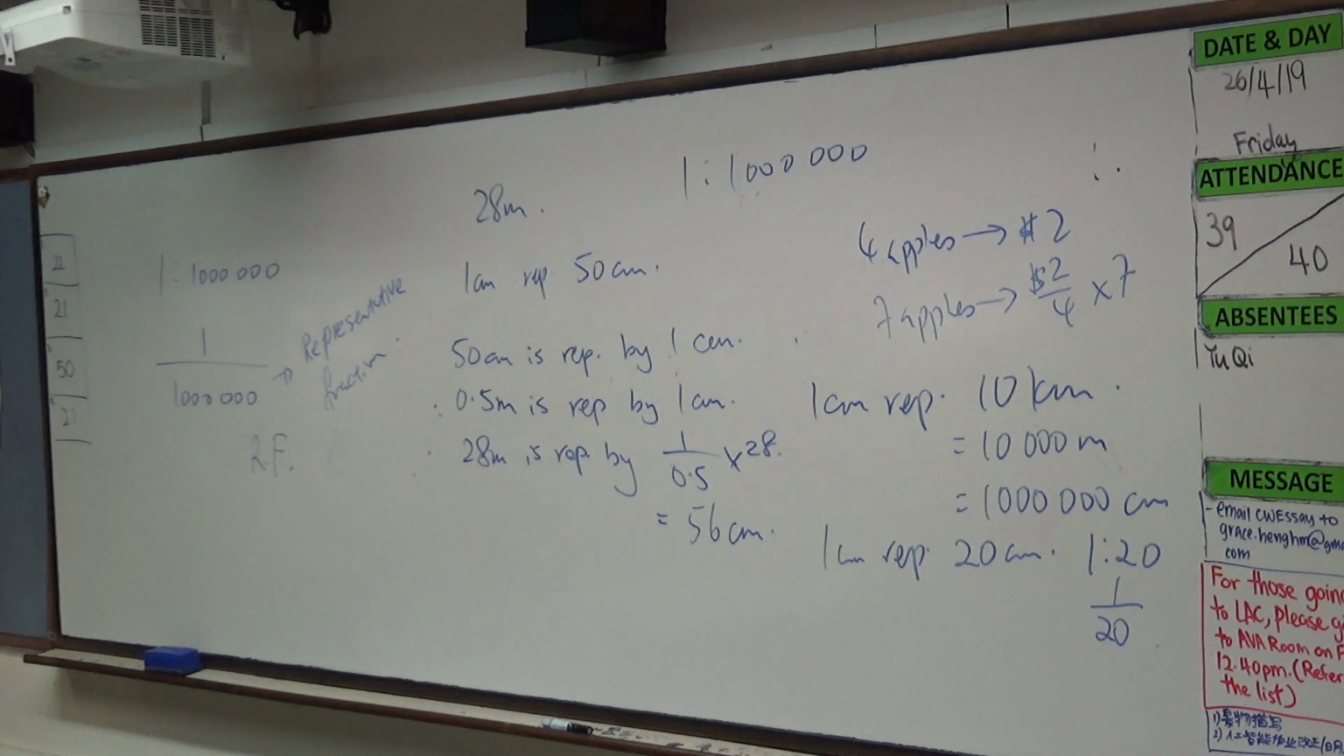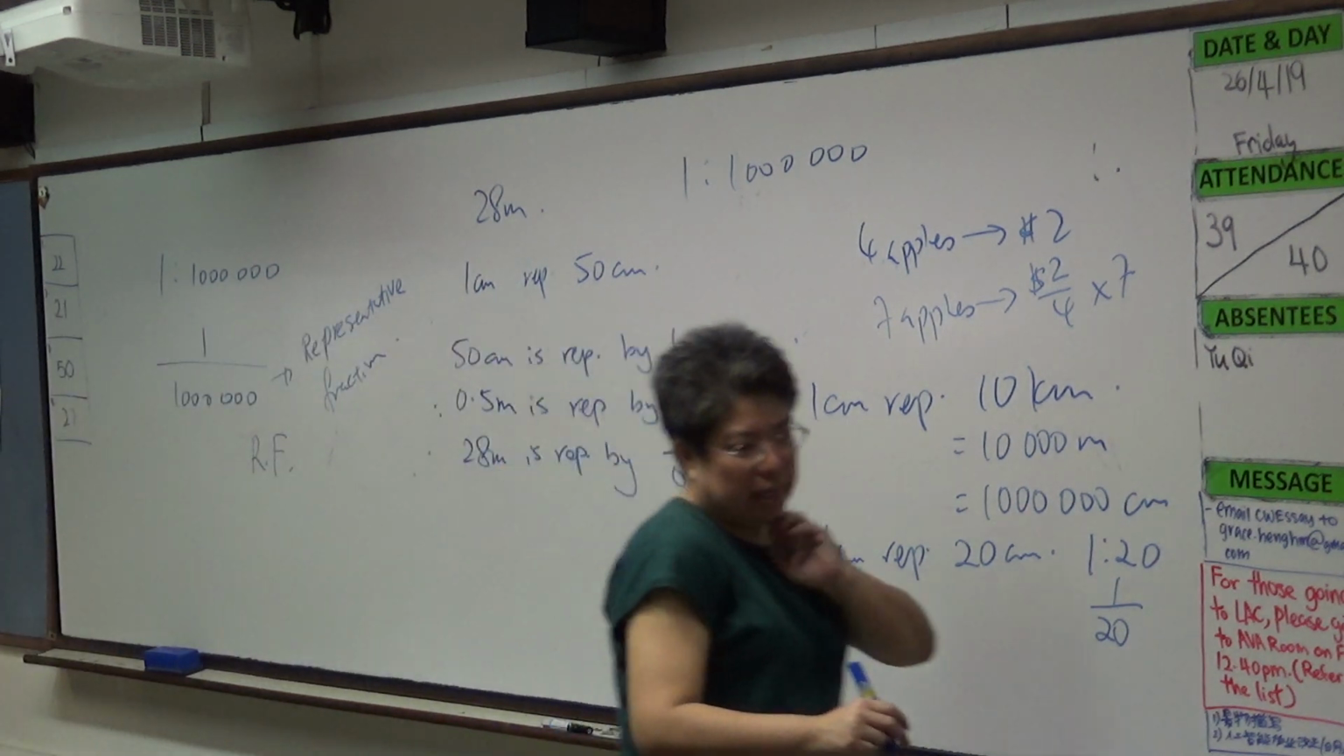Your special identities, you forgot already, most likely. Then your factorization, expansion, and also your solving of quadratic equations, and also plotting of the N shape and the U shape graph. And lastly, the Pythagoras theorem. Yes, I've got a lot of things for you guys. Okay. Now let's take a look at the next example.